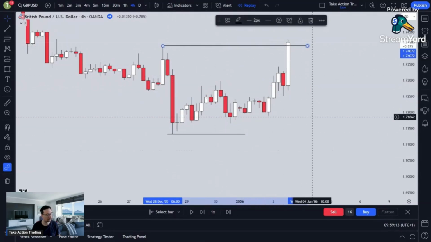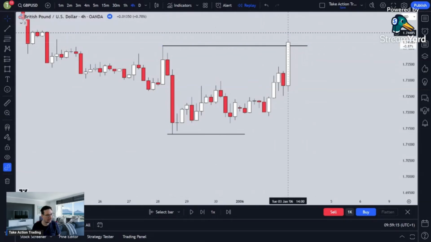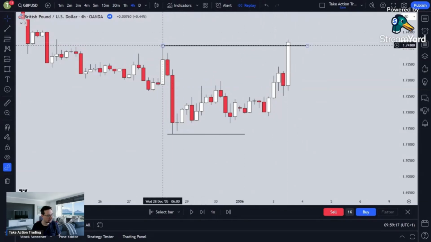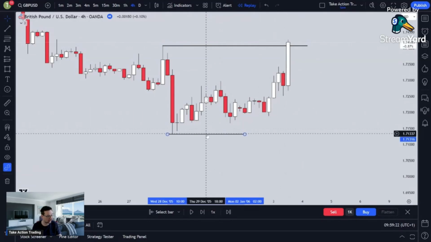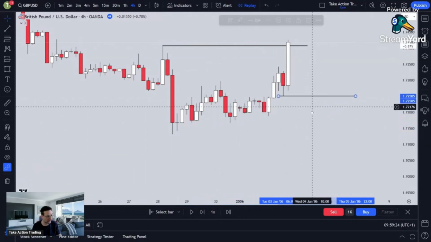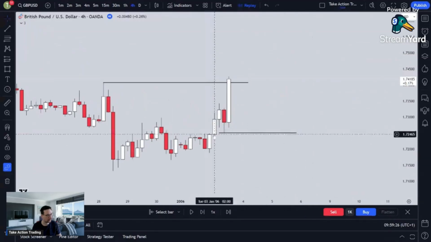So now finally we have a break and a close above the high. Buyers have now taken control of price. I get to move this line to the last bearish candle, which is here. And we can see that buyers are now taking control of price.